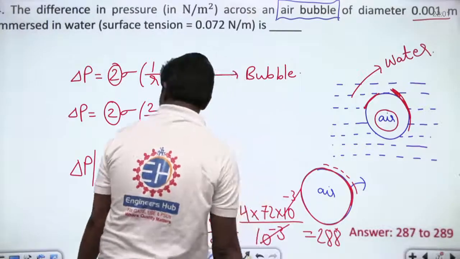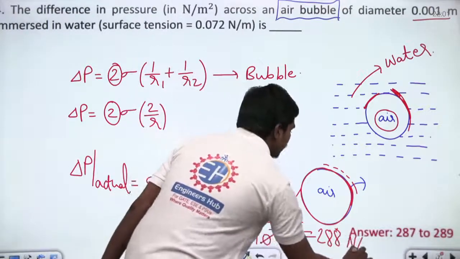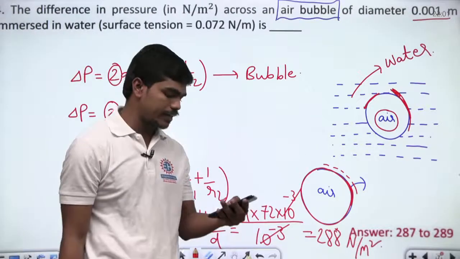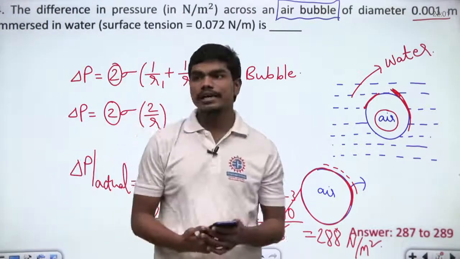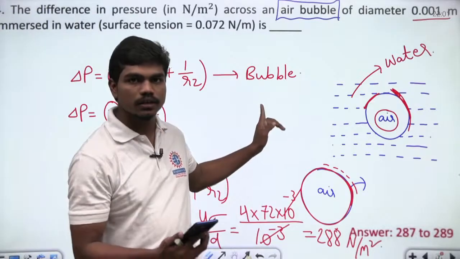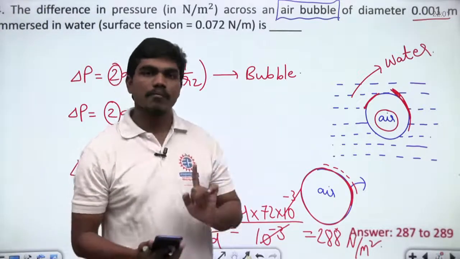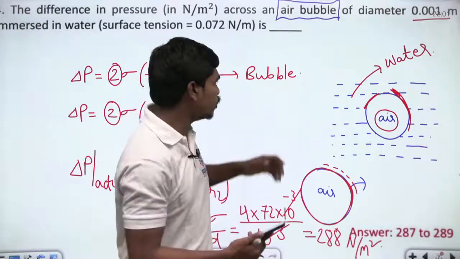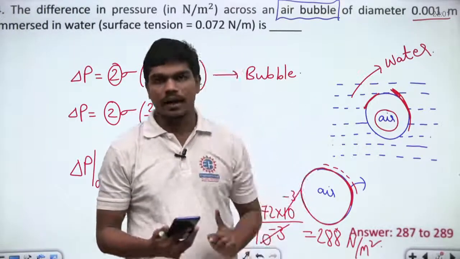And what are the units? Pressure difference, of course, so newtons per meter square. So 287 to 289 is the official GATE key. Are you all clear why we can't apply this 2 here in this case? Because the number of active interfaces that induce surface tension is only 1 in this case.